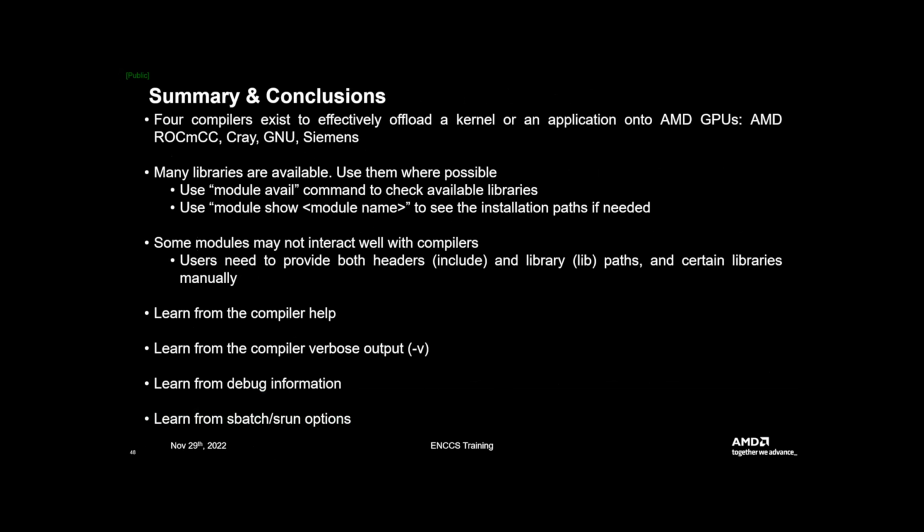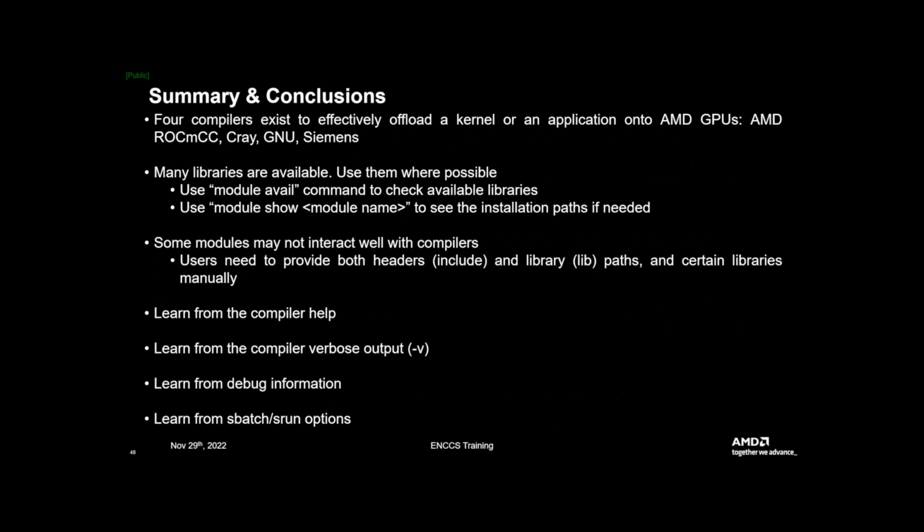So to conclude this work, we showed that as of today, and this can change in maybe a few months, we have four compilers to effectively offload the kernels of an application onto AMD GPUs. You can use AMD ROCm, you can use Cray compilers, you can use GNU, you can use CMM. Many libraries are available. Use them where possible. You can use the module avail command to check available libraries. You can use module show with the module name to see the installation path if needed. Everything depends on the system you are using.